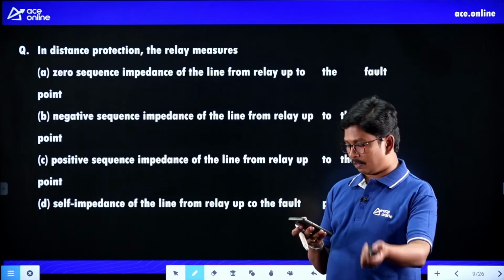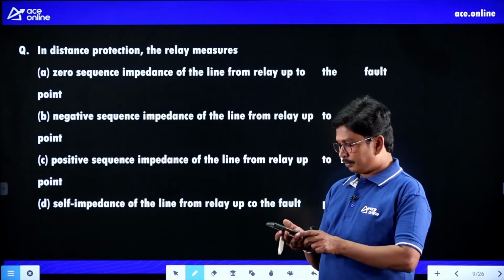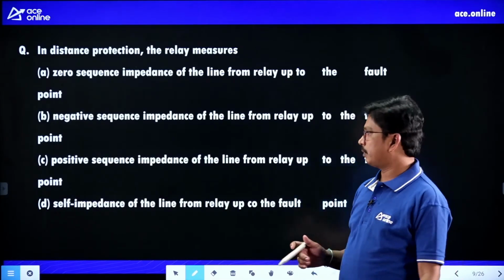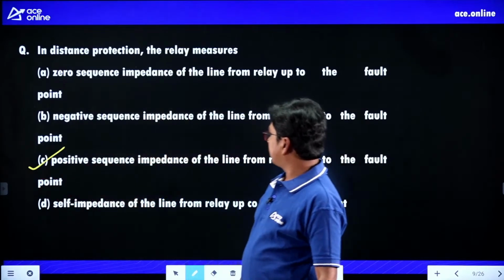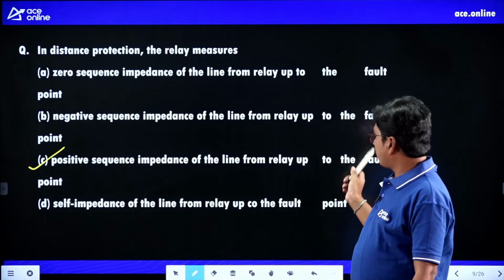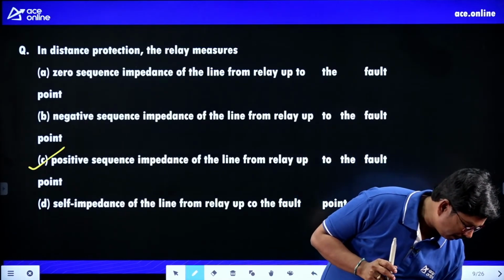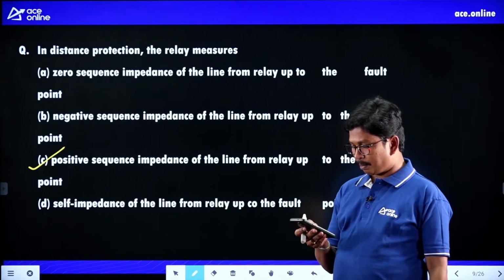So the preset value of the impedance should be the positive sequence impedance of the system, right. So it measures the positive sequence impedance and compares it with the positive sequence impedance of the system. So it is the positive sequence impedance of the line from the relay up to the fault point. Very good. So please go through this one. Very good, Aravind Reddy, you are giving positive answers.